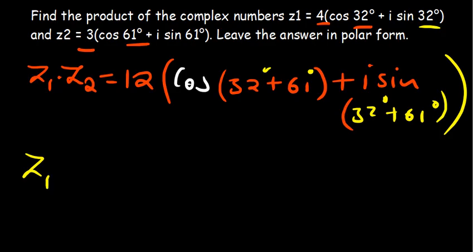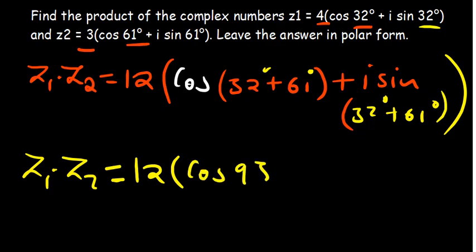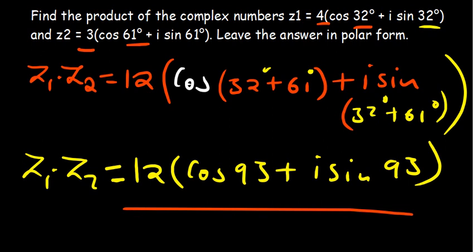So z1 multiplied by z2 is going to be 12. Then 32 plus 61 is basically what? 93. So we have cos 93 plus i sine 93. So basically this is what you have as your product in polar form. Of course, if they want it in rectangular form, you have to simplify this further, and you'll be able to get your solution in rectangular form.